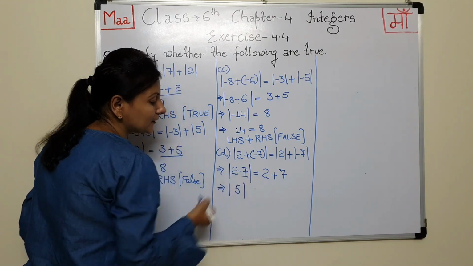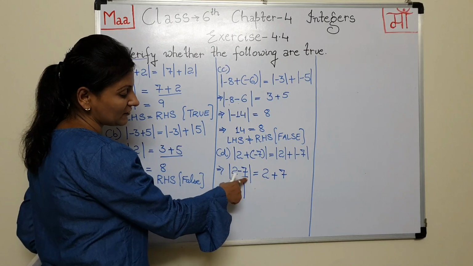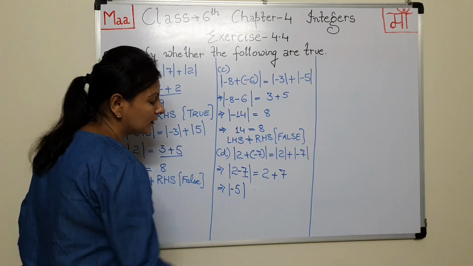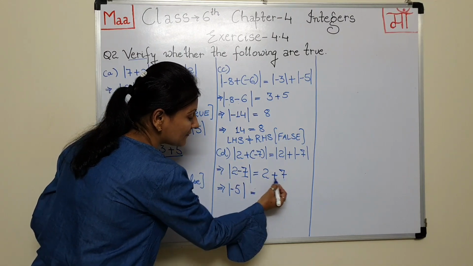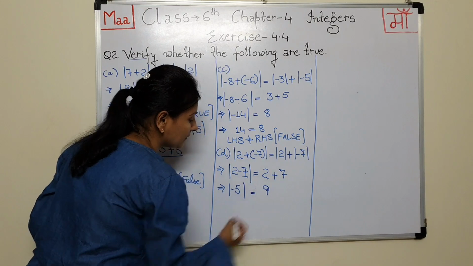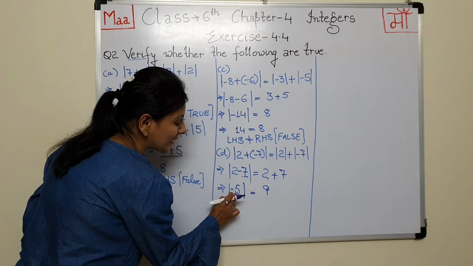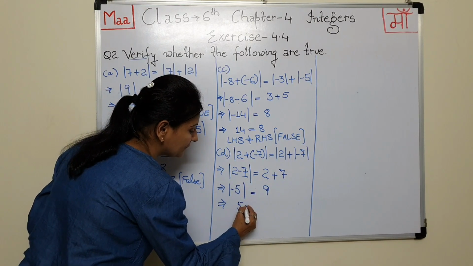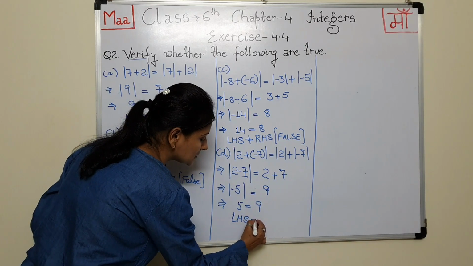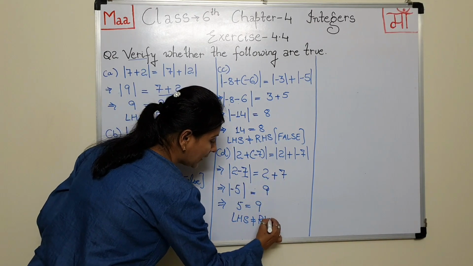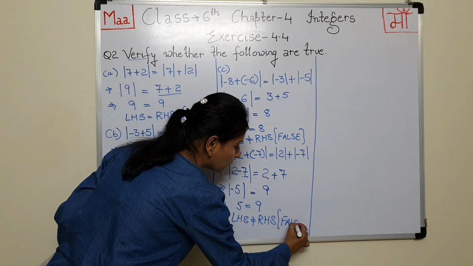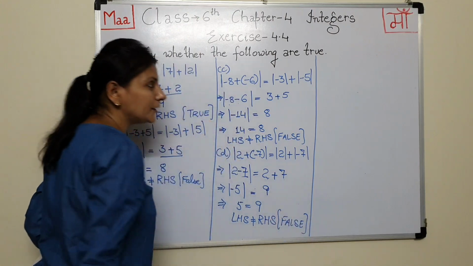But the greater integer is 7 here, and which sign is before 7? Minus. So here also minus sign will come. And other side 7 plus 2 is equals to plus only. So it will be 9. And here the absolute value of minus 5 will be 5 and this side 9. Again you can see that LHS is not equal to RHS. That means it is also what? It is false. Got it?